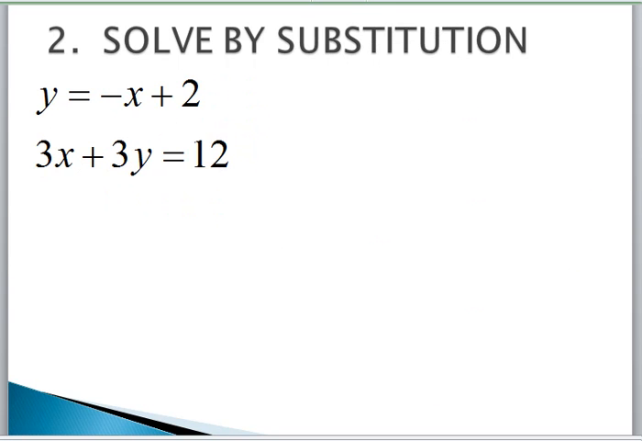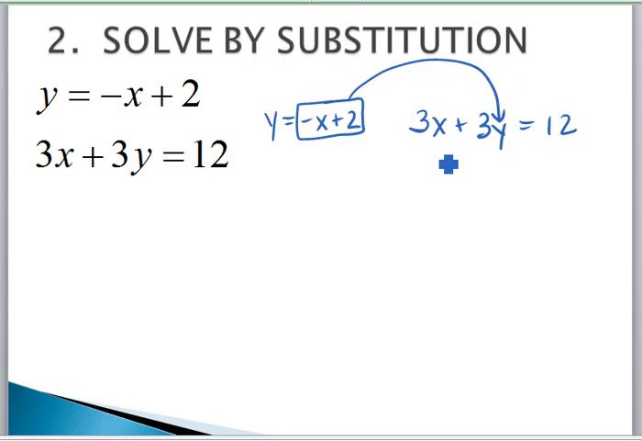The second type of problem that we talked about is solving by substitution. I like to use substitution when I have a y equals equation. So I'm going to write my y equals negative x plus 2. I'm going to create a box here because that's what y equals. And I have 3x plus 3y equals 12. And what I'm going to do is replace my y with the box.